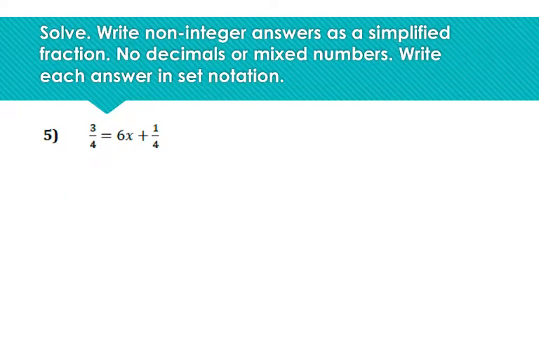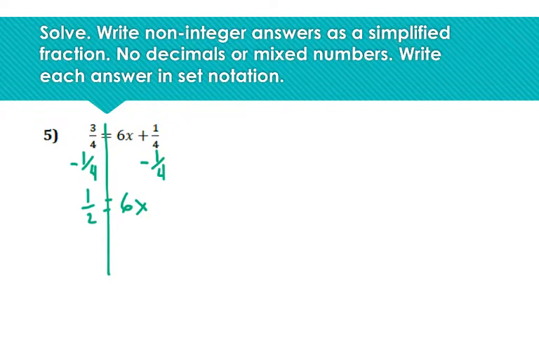Number 5. Again, let's go ahead and draw our line down from the equal sign and look for simplifying either side of our equation. The left side, simplified. The right side, simplified. So we're going to do the opposite of what's happening to our variable x. So we're going to subtract 1/4 from both sides of our equation, which gives us 1/2 is equal to 6x, or 6 times x.